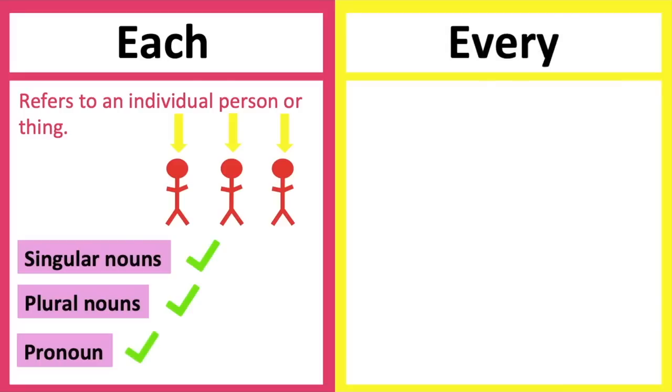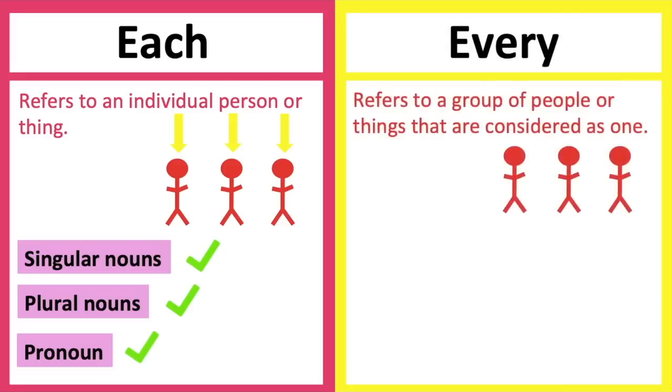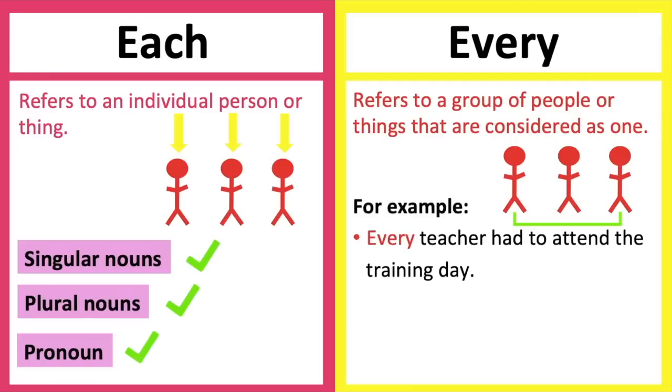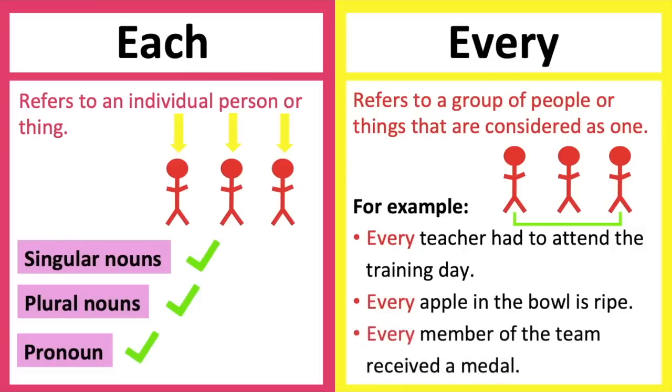Every. Every refers to a group of people or things that are considered as one. We use this when there are 3 or more things. For example, every teacher had to attend the training day. Every apple in the bowl is ripe. Every member of the team received a medal.